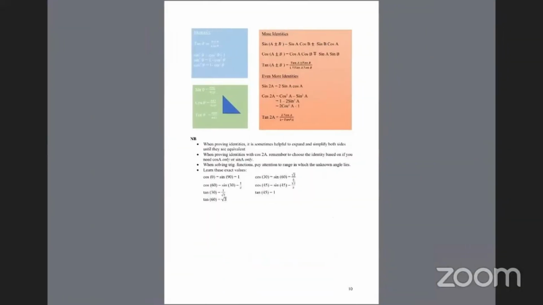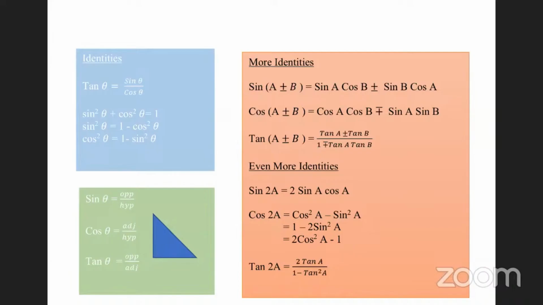So if you look back here, these are all that you need to know from Form 5. Form 6 now is where we're going to add on a few more. Before we start trying to work with the identities, I want to introduce 3 new things. I may have told you all already, but sec theta is 1 on cos theta.